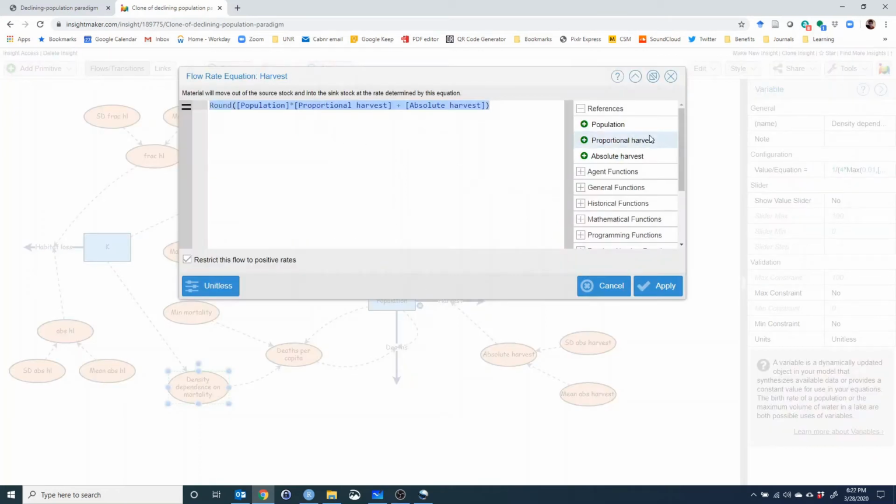And we have two different types of harvest. One is a proportional harvest, so every year a certain proportion of the population is harvested. Or absolute harvest, which is a certain number of individuals removed from the population every year, regardless of how many are in the population right now. And that can mimic something like a harvest quota, where you can harvest up to a certain amount and then no more. So two types of harvest.